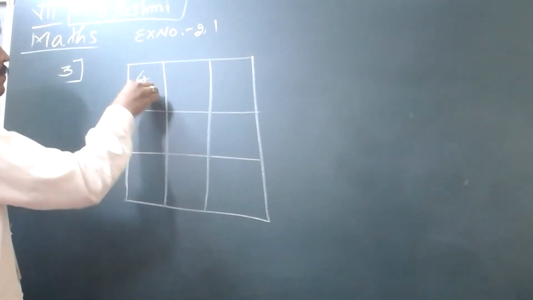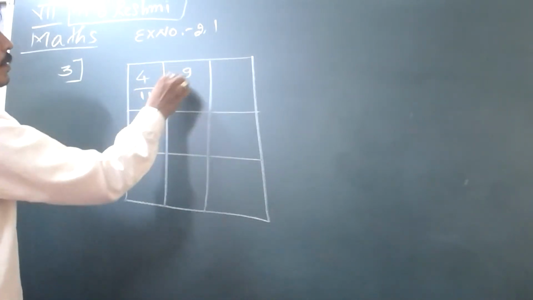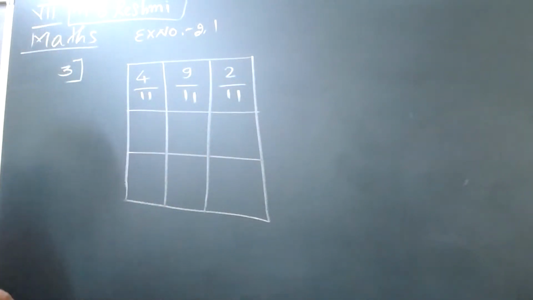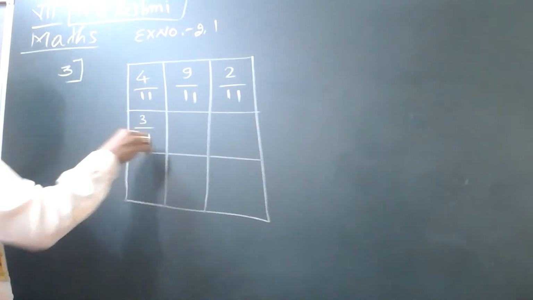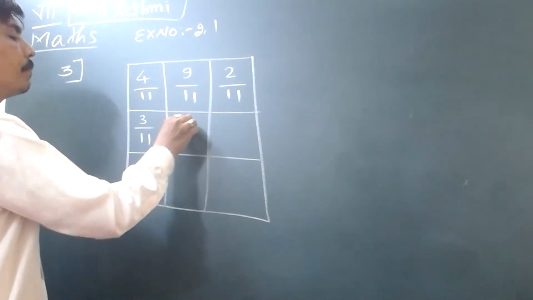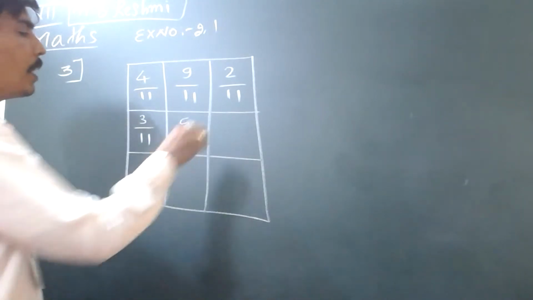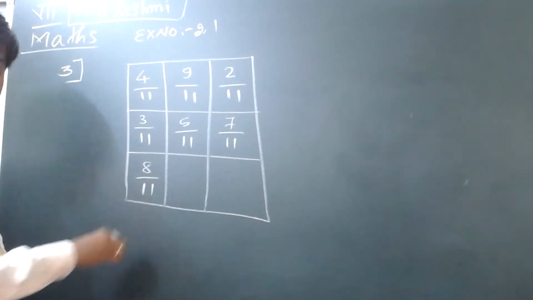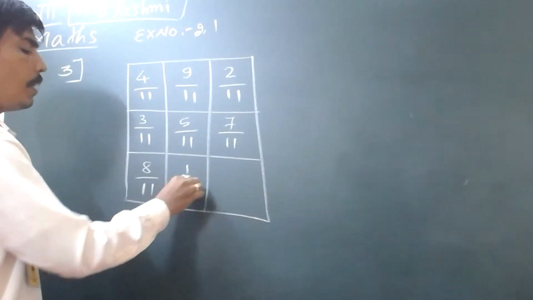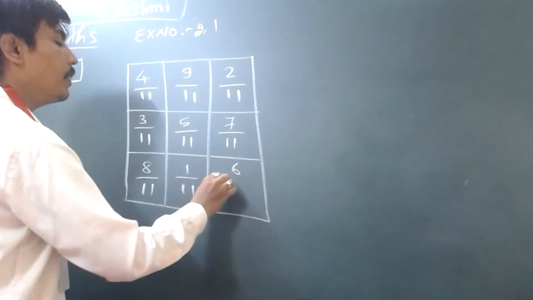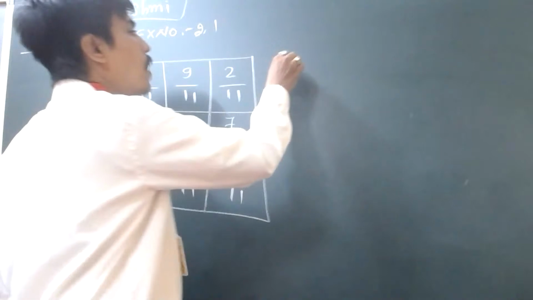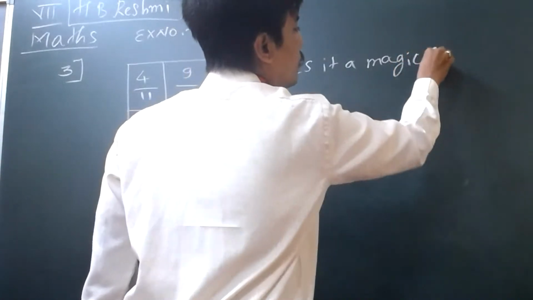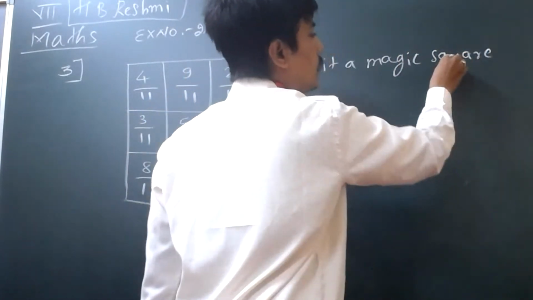The fractions are 4 by 11, 9 by 11, 2 by 11, 3 by 11, 5 by 11, 7 by 11, 8 by 11, 1 by 11, 6 by 11. Is it a magic square? What is the question? They wanted to know whether it is a magic square.